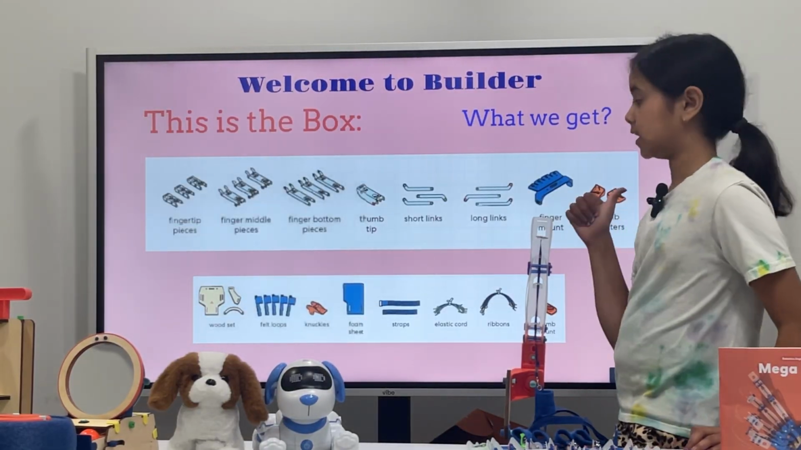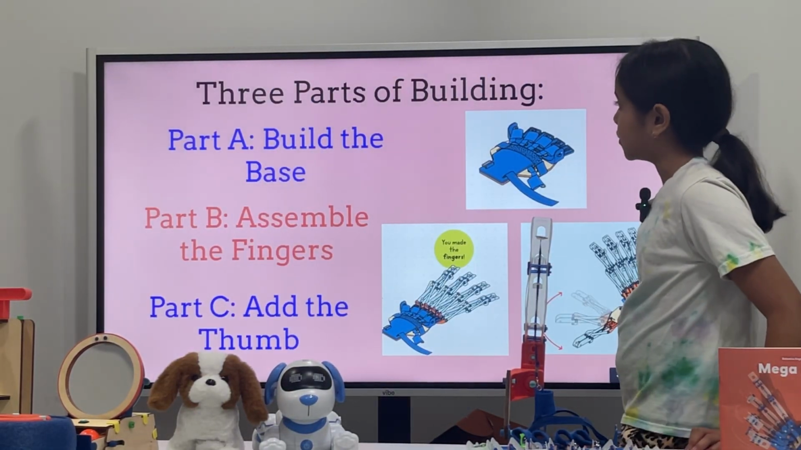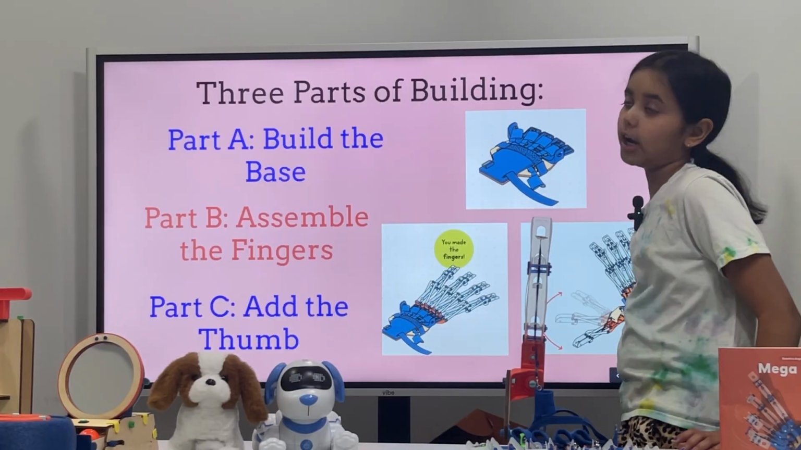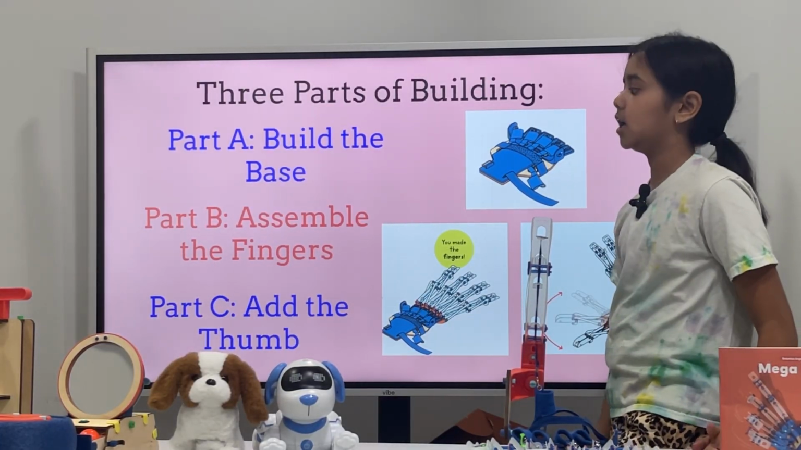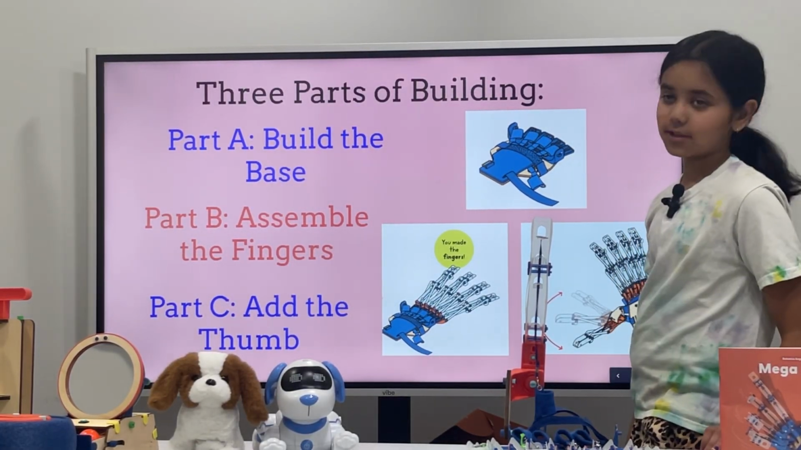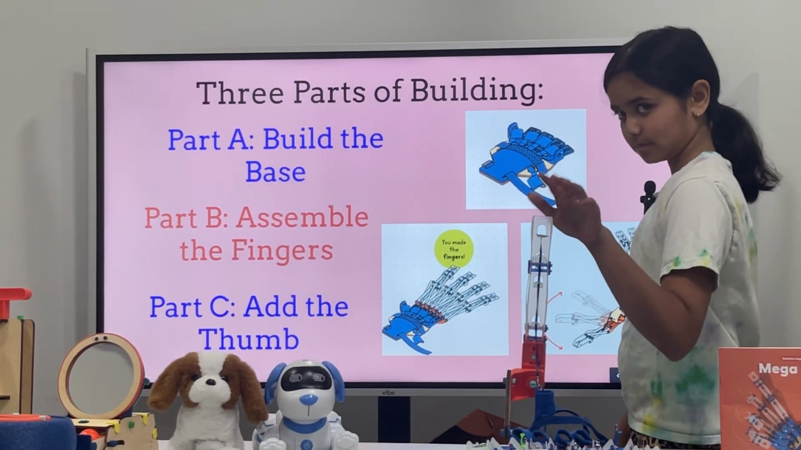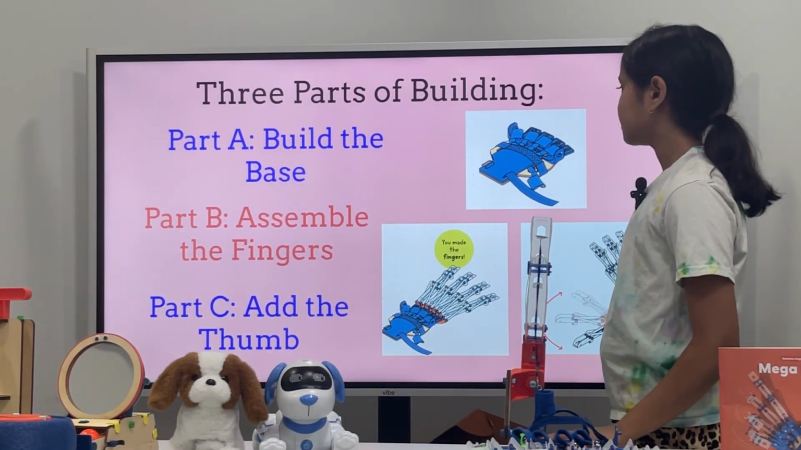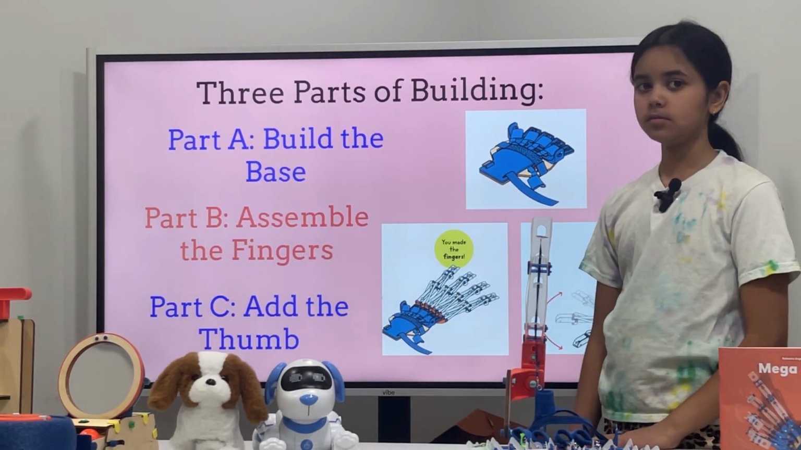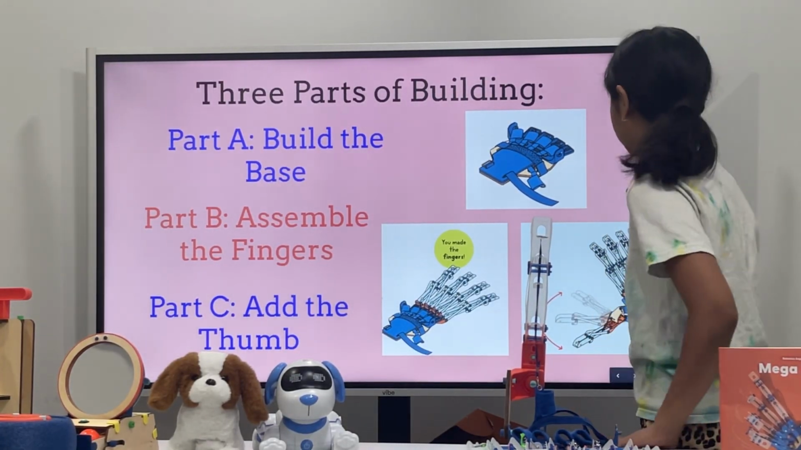So let's go on to the next slide. So 3 parts of building. Part A, build the base. Part B, assemble the fingers. Part C, add the thumb. Oh, so you did it in the 3 parts. Okay, but here's one thing that I just noticed.